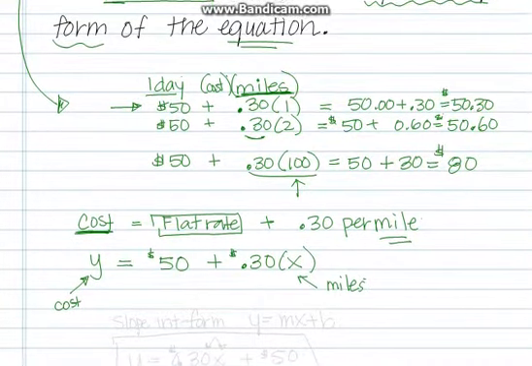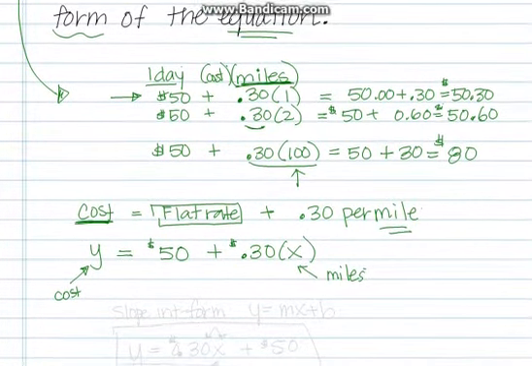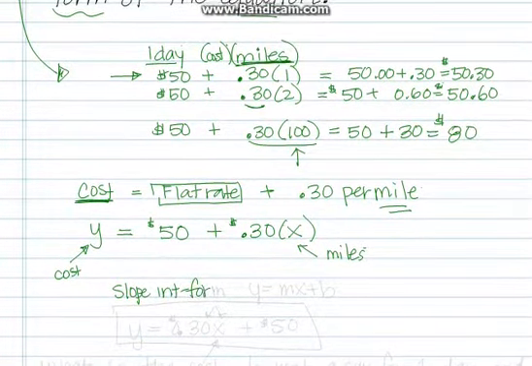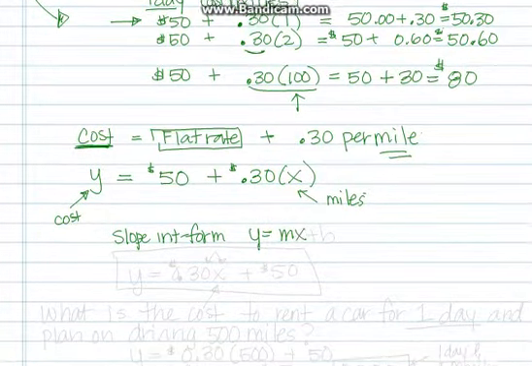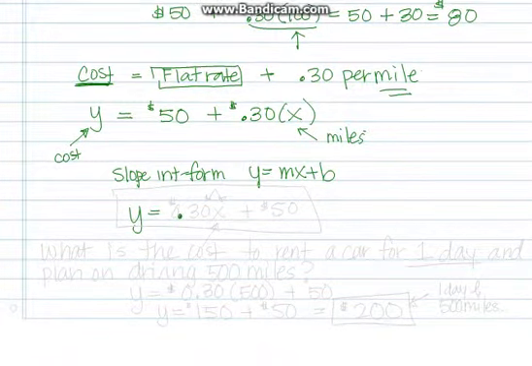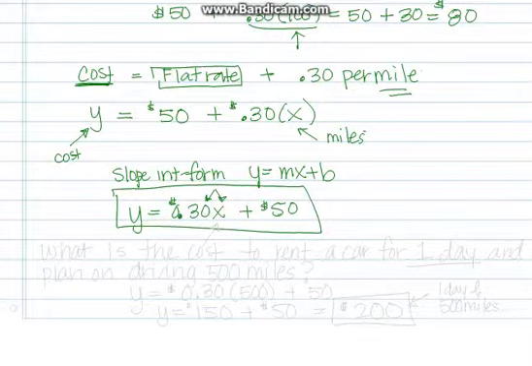Now our last thing to check is that it was asking us to find the slope-intercept form of the equation. Remember that slope-intercept form looks like y equals mx plus b. So we're just about there. We have y is equal to 0.30x, and again this is like our change for every mile that we go, plus our $50. That would be our equation. So for example, if we go no miles, x would be equal to 0, and we'd pay $50 just for having the car for the day. And then you can continue on.